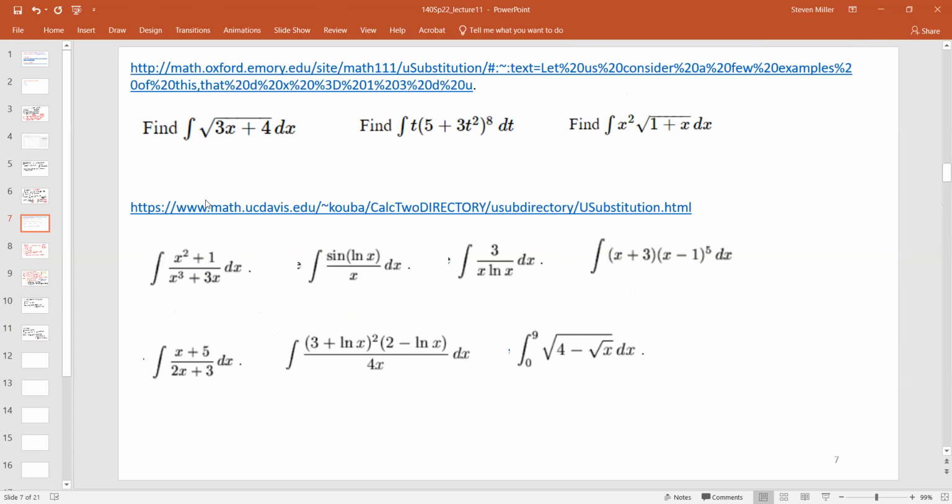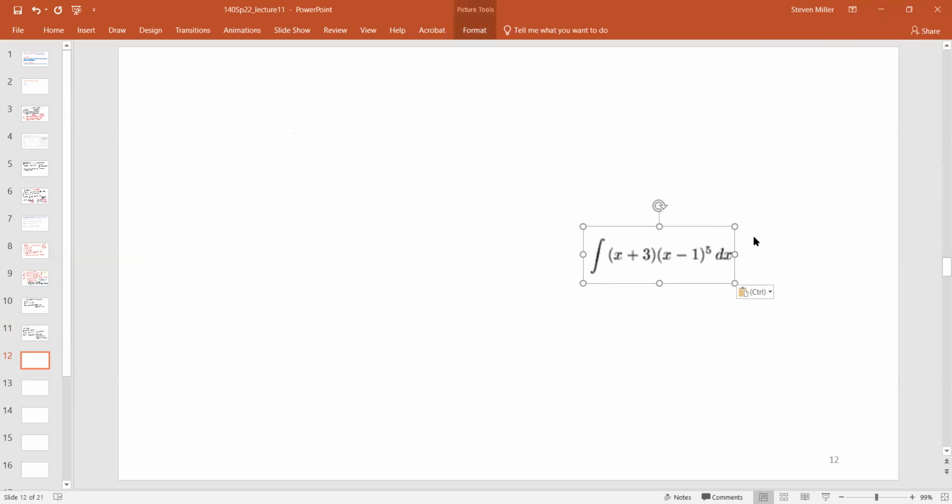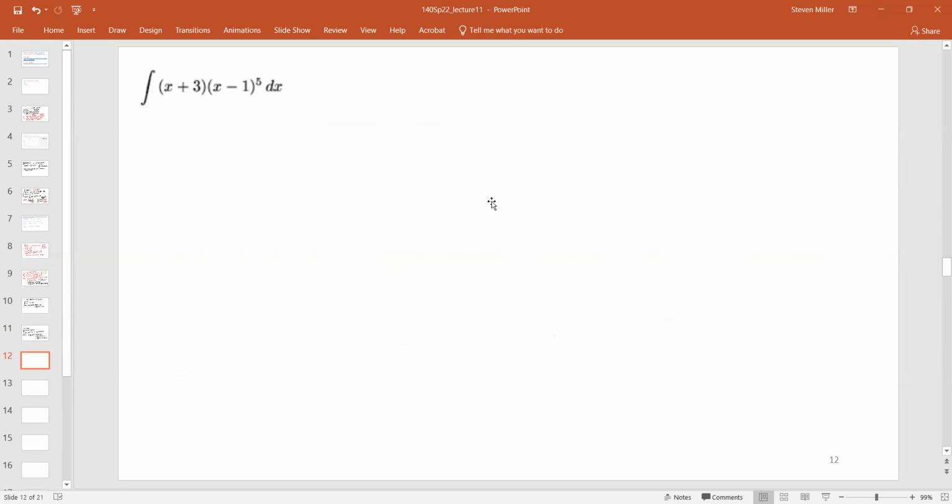We might have time to do one more. Let's do this one. So here's another one. So we have to figure out, what do you think u is? If you look at it, I have an x plus 3 and I have an x minus 1 to the 5th. What might be a good choice of u? Yeah, so let's try u equals x minus 1.